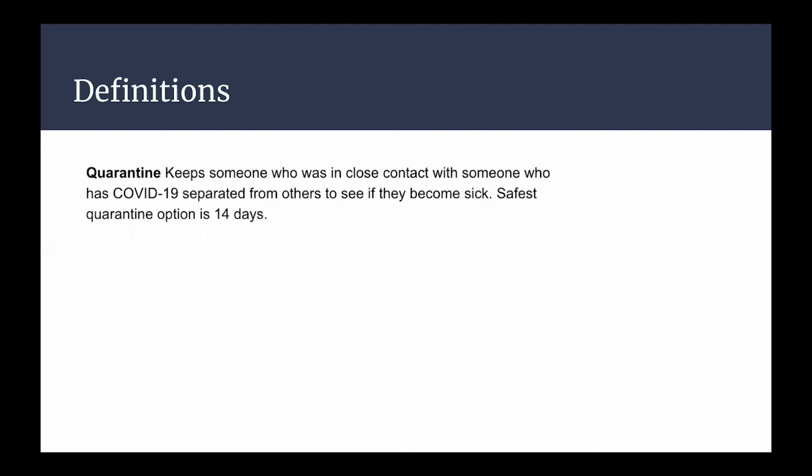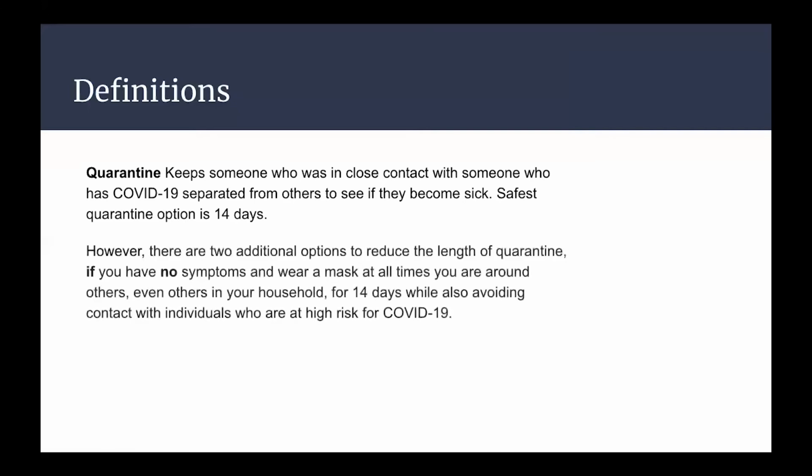The safest option, and the one that is most likely to slow the spread of COVID-19 among your employees and customers, is to quarantine for a full 14 days while monitoring symptoms. However, there are 2 additional options to reduce the length of quarantine if you have no symptoms and provided you can wear a mask at all times and stay at least 6 feet away from people at high risk of becoming seriously ill from COVID-19 for the full 14 days. If you show any symptoms of COVID-19 during that time, you will need to isolate immediately and get tested. The shortened quarantine options are as follows.